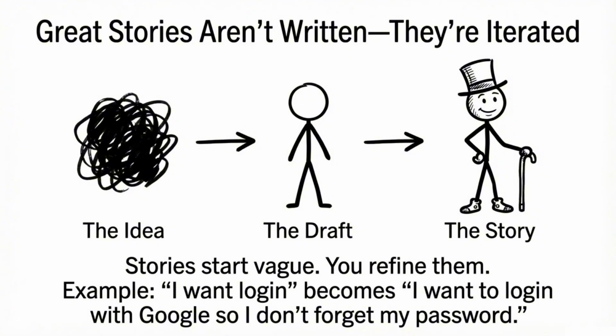So, slide 13. The thing is, great stories aren't just written, they're iterated. See, it starts as a messy scribble. Then you get a basic draft, like a stick figure. Finally, you refine it into something polished. For example, instead of just, I want login, which is way too vague, it becomes, I want to log in with Google, so I don't forget my password. It's all about that constant evolution, you know?